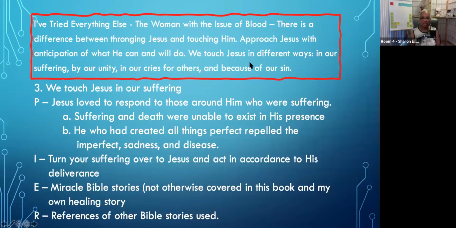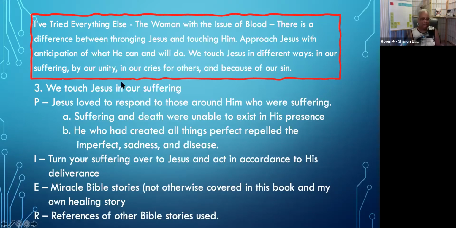So here's an example of part 3. We touch Jesus in our suffering. My point is, Jesus loved to respond to those around him who were suffering. And I have 2 subpoints under that. Suffering and death were unable to exist in his presence. He who had created all things perfect repelled the imperfect, sadness, and disease. The instruction for this section is turn your suffering over to Jesus and act in accordance with his deliverance.